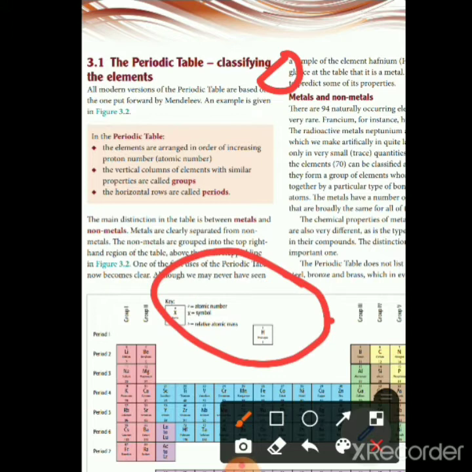Because as soon as you move from top to bottom, reactivity increases for the entire periodic table, except for the noble gases and group number 7, which is the halogens. Simply, when you move from top to bottom, elements have a greater number of protons, and the one present at the top will obviously contain fewer protons.